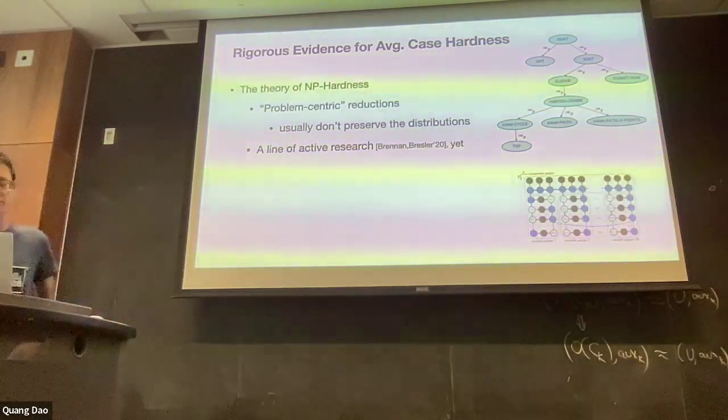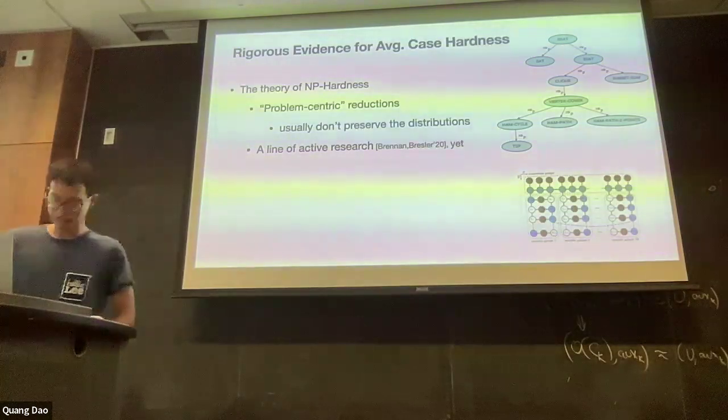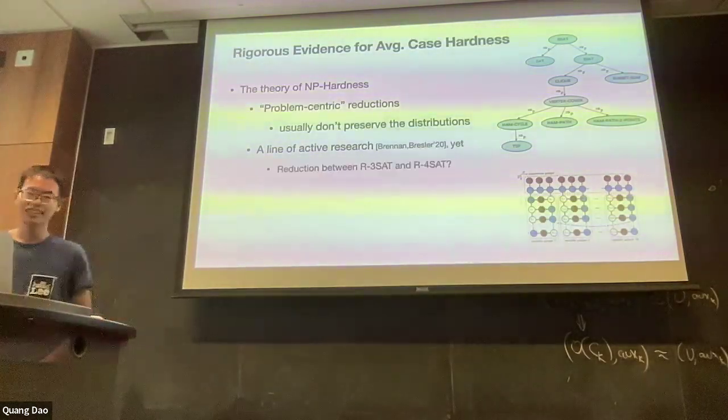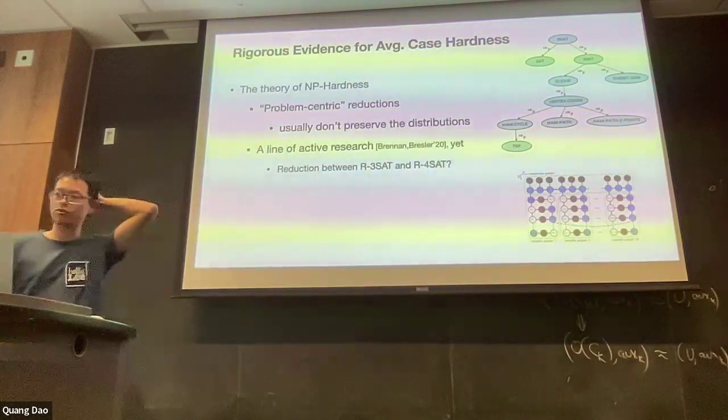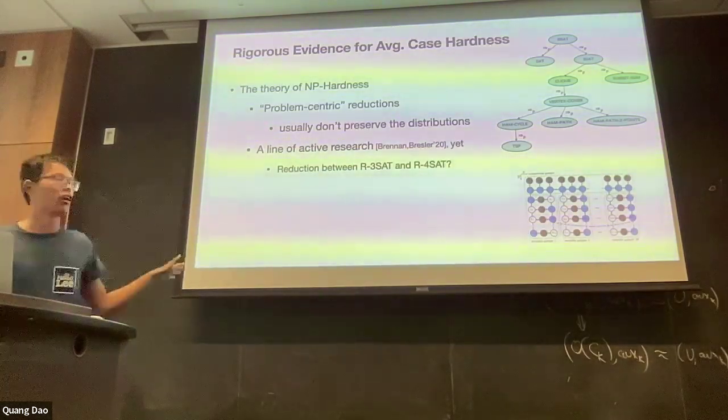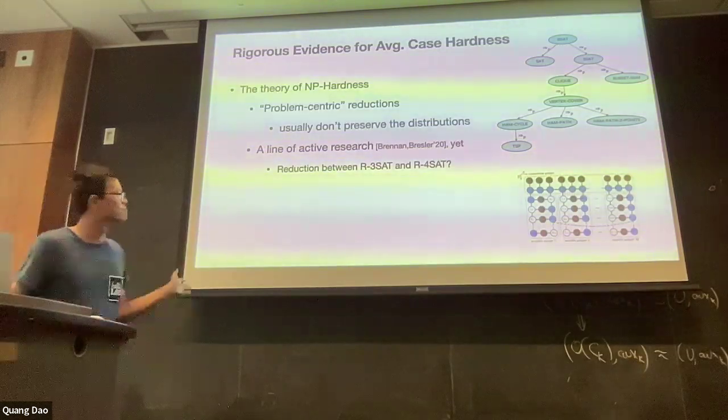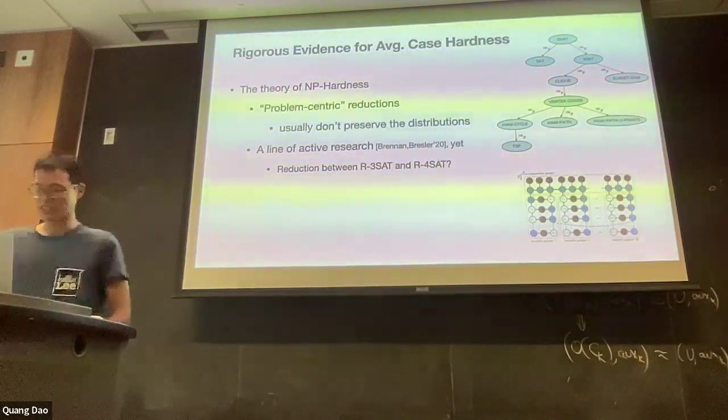There is a lot of active research in average case reductions, but based on what I know, they struggle to find reductions between random 3-SAT and random 4-SAT. So there's a lot wide open in these reductions work.